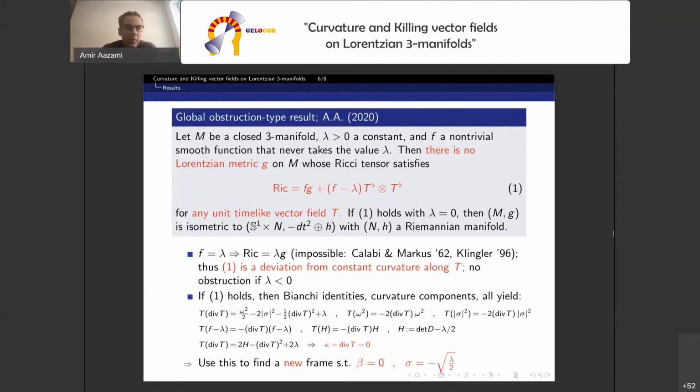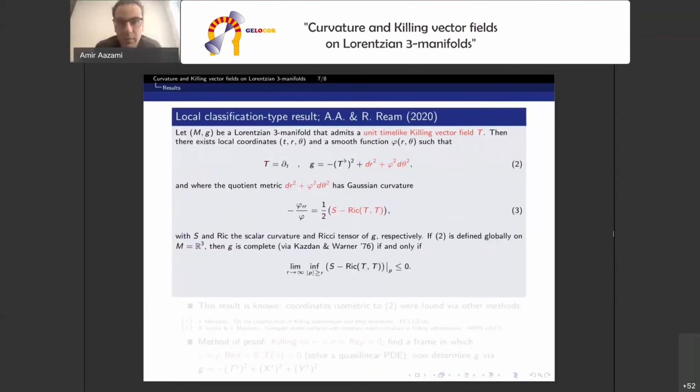Now let me end with the last slide and give you a local classification problem. This one involves Killing vector fields, time-like Killing vector fields. This is joint with my colleague Robert Bream. So here we give a local classification of Lorentzian metrics on three-manifolds that admit a unit time-like Killing vector field. It turns out that you can always find local coordinates t, r, and theta, and a smooth function phi in which your metric takes this form in equation 2.